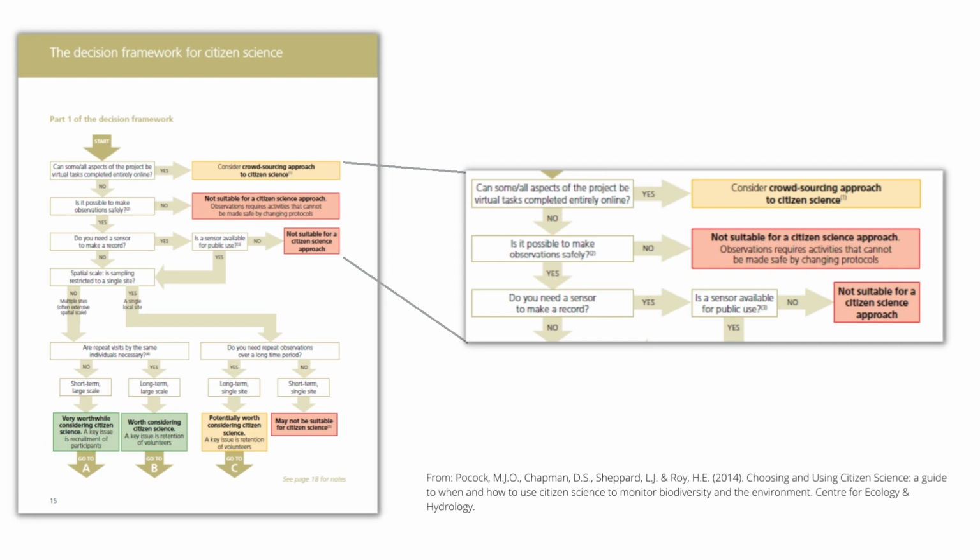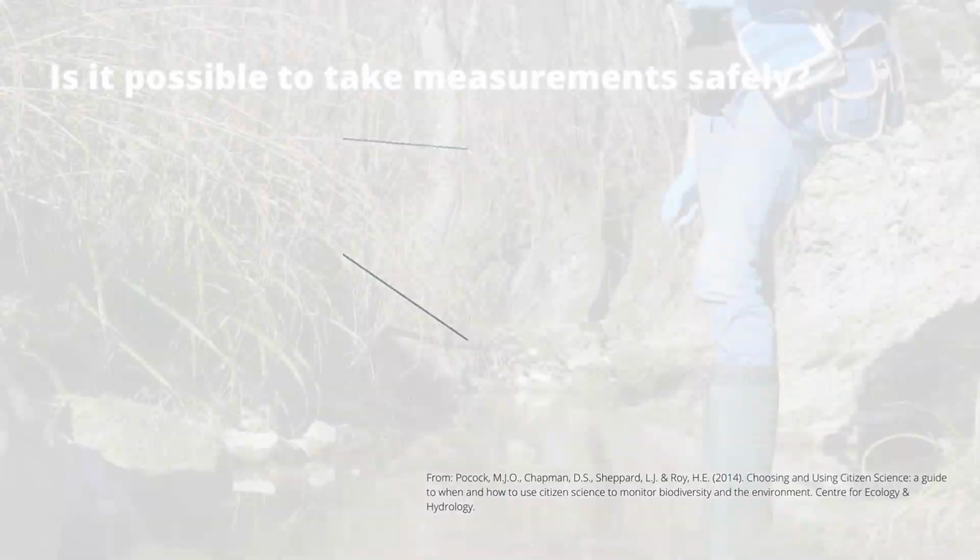Image from the guide of the decision framework with arrows that say yes and no that point to different boxes with different questions and outcomes. Credit Pocock, M.J.O., Chapman, D.S., Sheppard, L.J., and Roy, H.E., 2014. Choosing and Using Citizen Science: A guide to when and how to use citizen science to monitor biodiversity and the environment. Centre for Ecology and Hydrology.